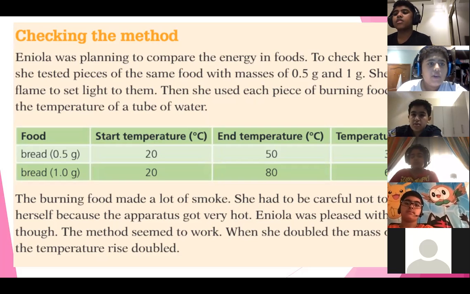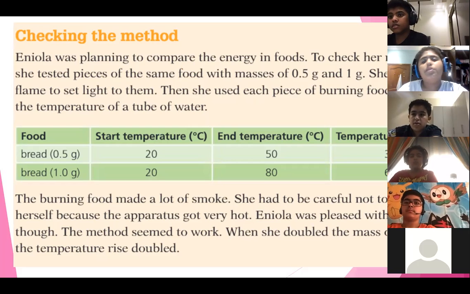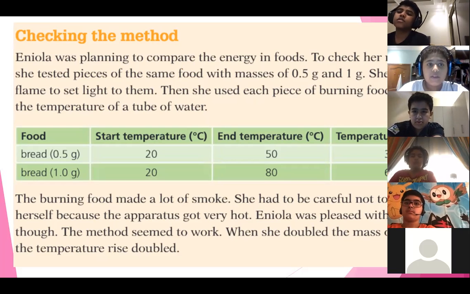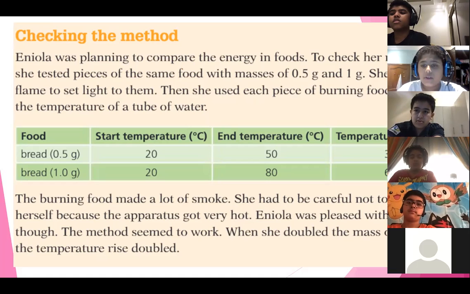Enola was planning to compare the energy in foods. To check her method, she tested pieces of the same food with masses of 0.5 gram and 1 gram. She used a flame to set light to them. Then she used each piece of burning food to raise the temperature of a tube of water.